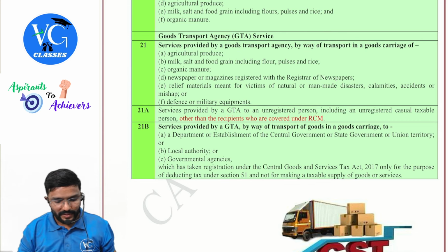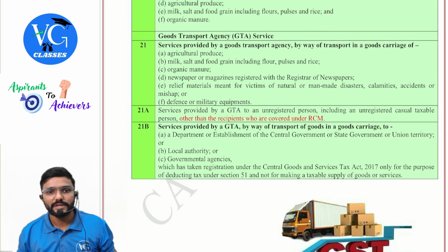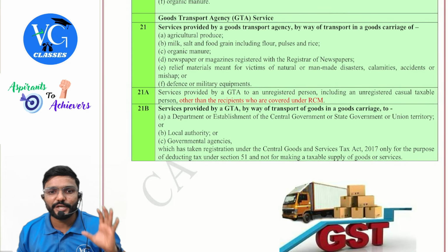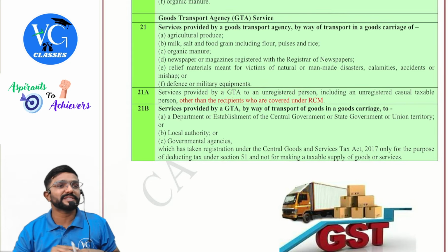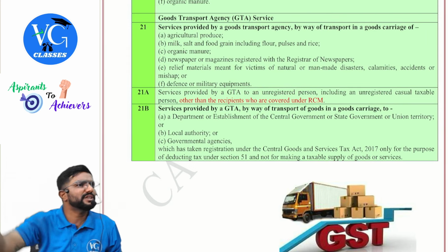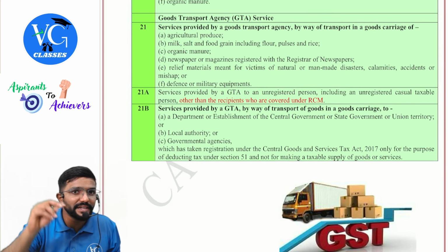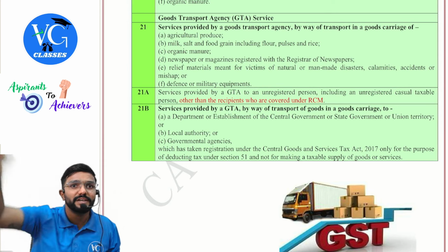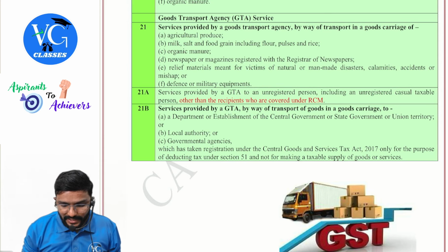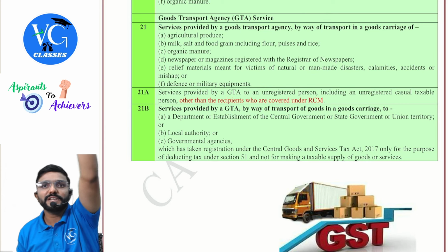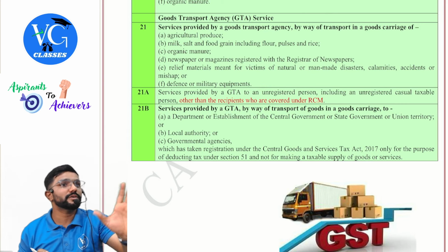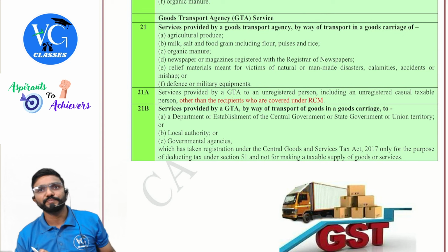Yes, 21A, I will read first. Services provided by GTA to an unregistered person, including an unregistered casual taxable person. Guys, in that list, they just mentioned casual taxable person, but here they are telling if the casual taxable person is unregistered, it is exempt, other than the recipients who are covered under RCM. So if the recipient is a specified recipient, is it exempt? No, either RCM or FCM.